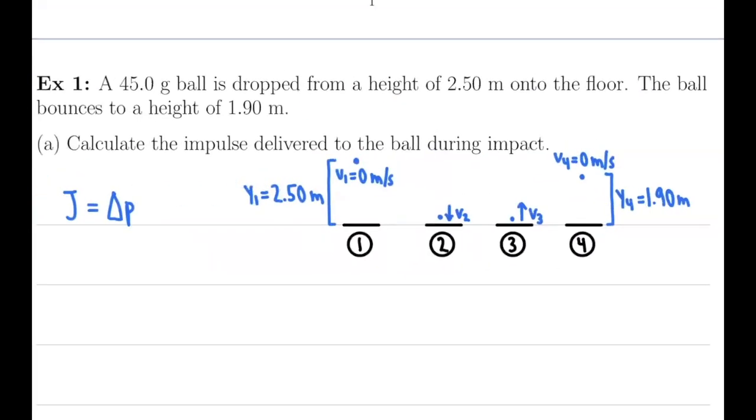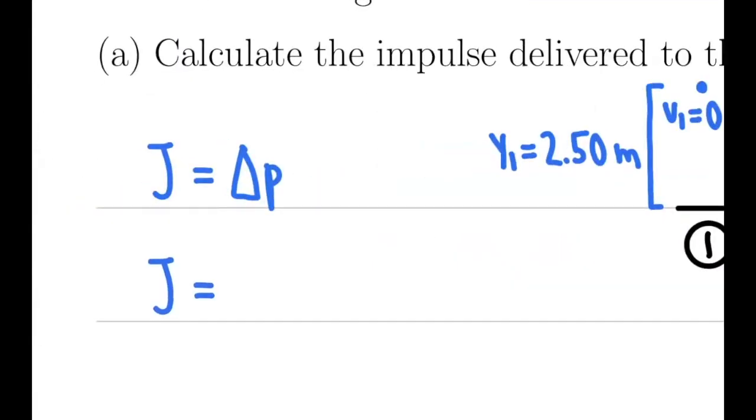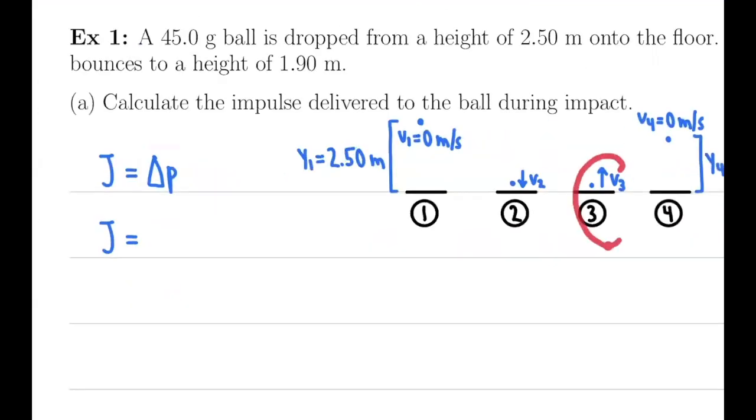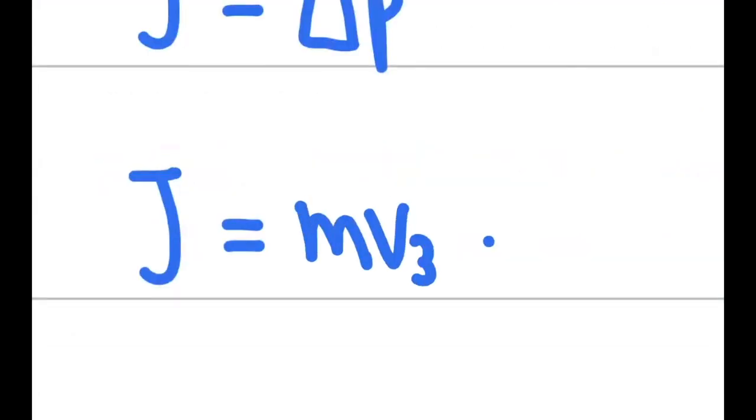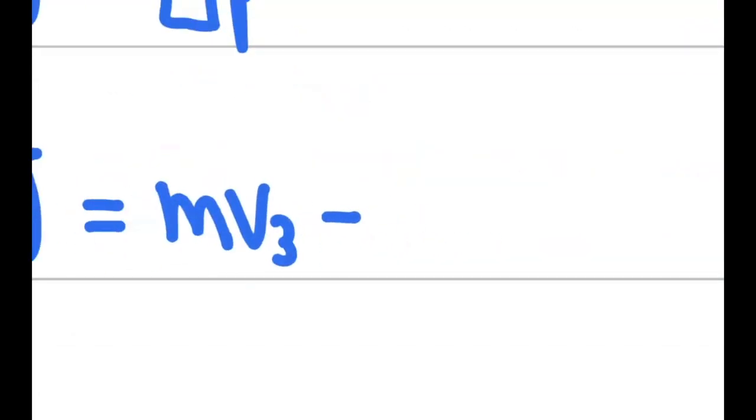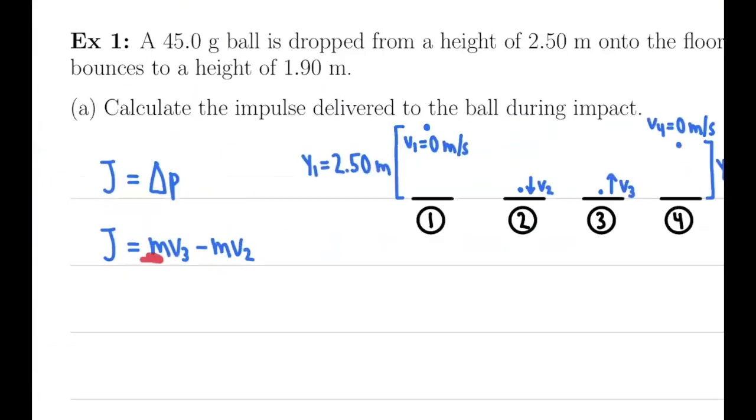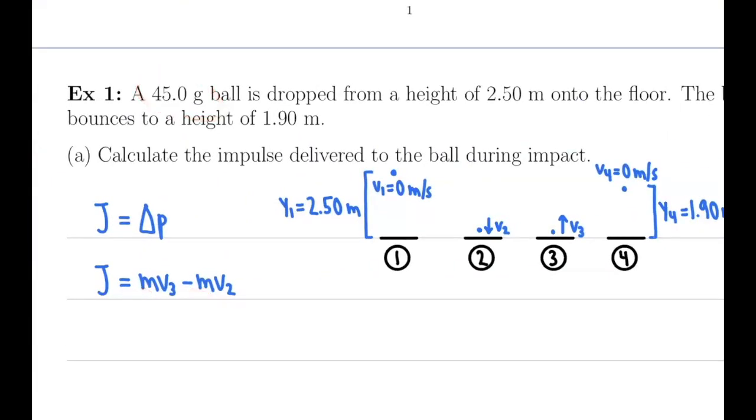So we mostly care about 2 and 3 right here because we're trying to figure out the impulse delivered during the impact. So 2 and 3 is before and after the impact. For the change in momentum, remember momentum's mv. So we're doing final momentum, mv3, minus the initial momentum, mv2. We know m is 45 grams, but we don't know v2 and v3. So how are we gonna figure out what v2 and v3 are?